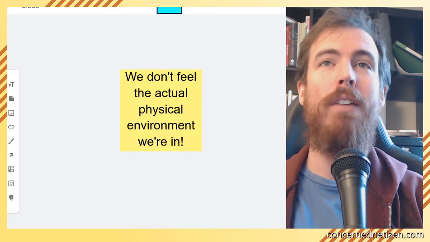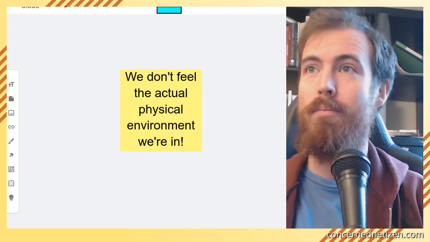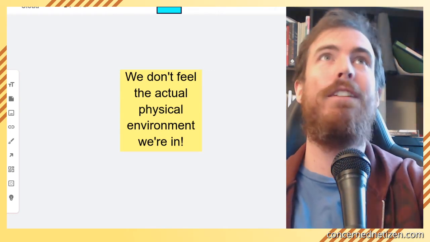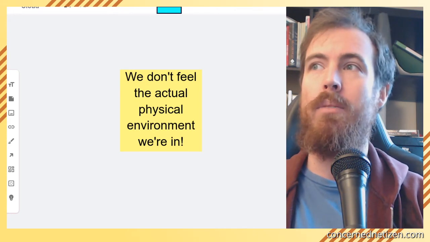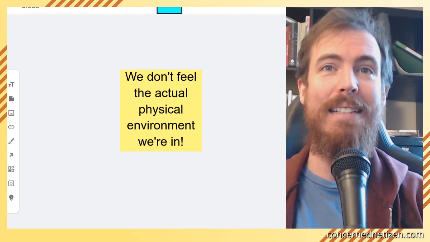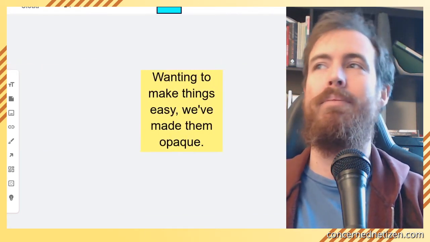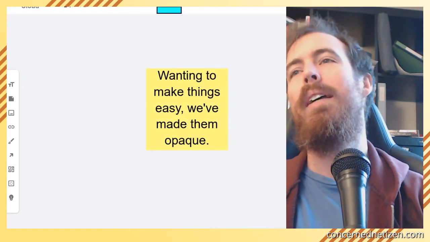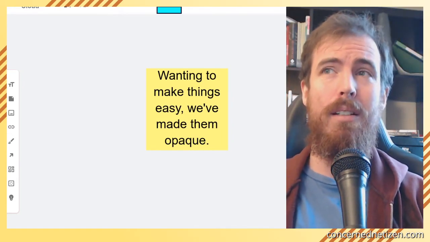For 40 years we've had computers, and for 40 years a good amount of people have refused to learn anything about them, and now we don't have a feel for the actual basic physical fundamental world that we are buying for ourselves. And all the experts who we want to trust, who we look to guide us, instead they all sold out to marketing. We wanted to make things easy, so instead we made them all opaque to ourselves. They are black boxes. We can't crack them.